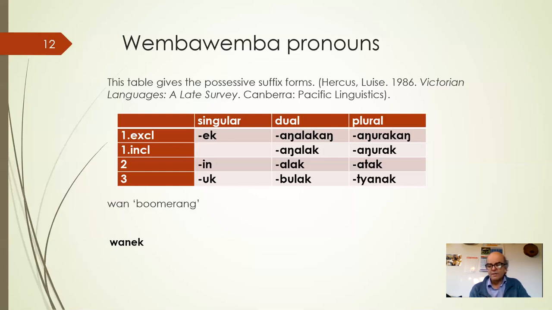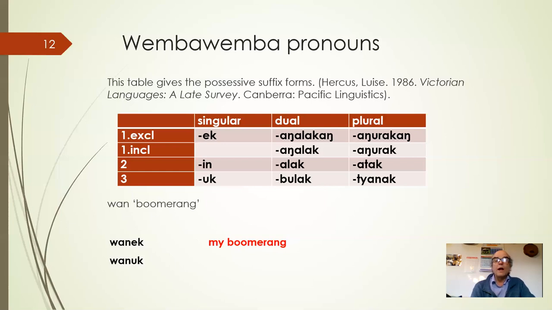I'm hoping that everyone is still able to hear this and the answer is coming through. Anyone can write something? Okay, well, wanek means my boomerang. One of you might actually get the answer to me before, because of this time lag, it's a bit confusing, because ek is what you add onto a noun to mean my. That is the first singular exclusive. Exclusive means excluding the listener, and of course, if it's my, that is excluding the listener.